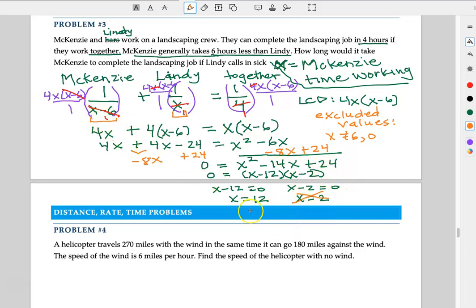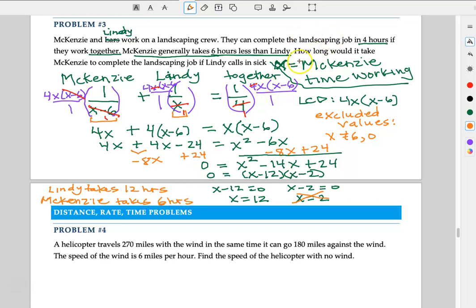Okay, so you've got to think about those solutions and make sure you're thinking if that works or not. Sometimes they come up as these excluded values already, and so you know you can't have them. But on this one, it's a little different. You have to think through it a little bit differently. And so x equals 12. Remember, that was how long it took Lindy, right? So Lindy takes 12 hours. And so what does that mean for Mackenzie then? 6. Yeah, so we have to subtract 6 off of it. Right, it takes 6 hours.